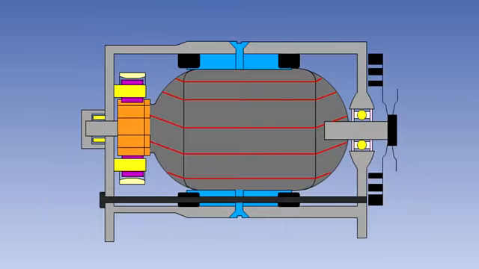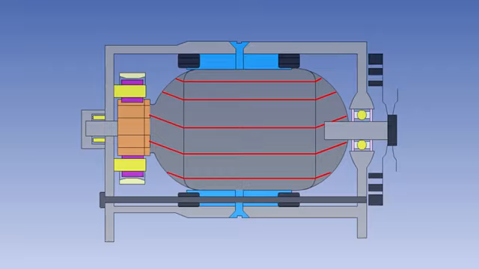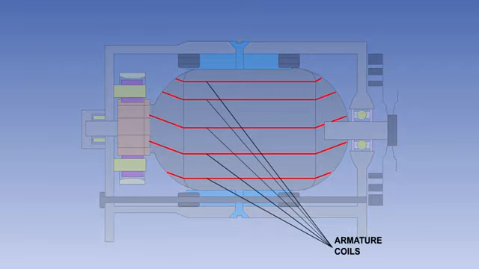Here you can see a sectional view of a DC generator. You can see that there are a number of coils on the armature. Each coil needs a pair of commutator segments.